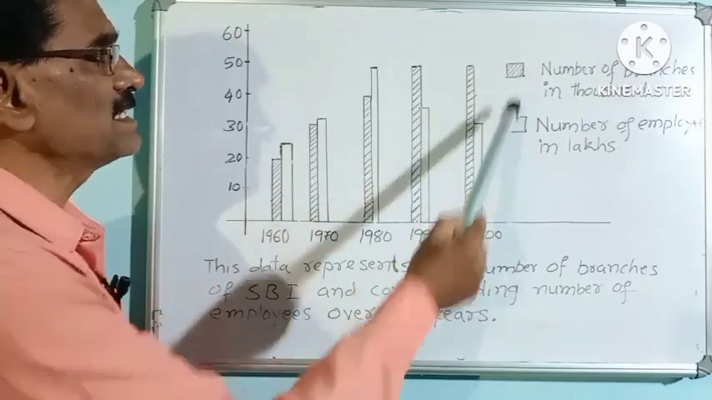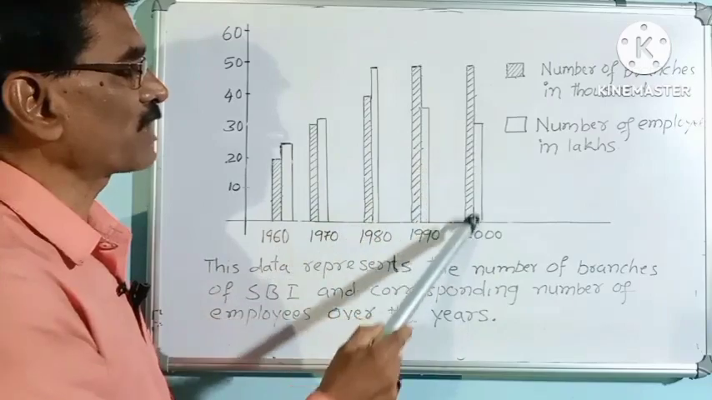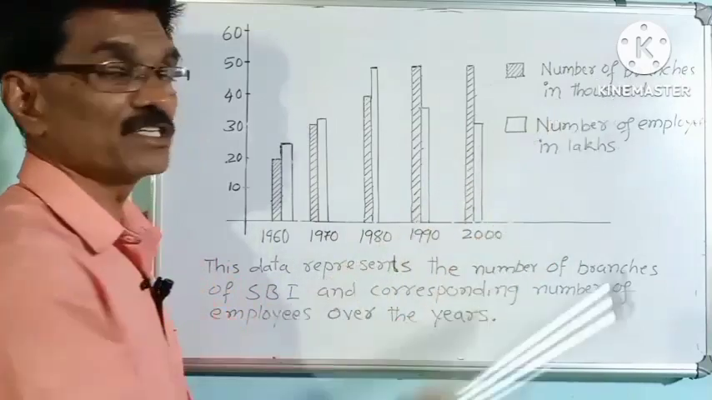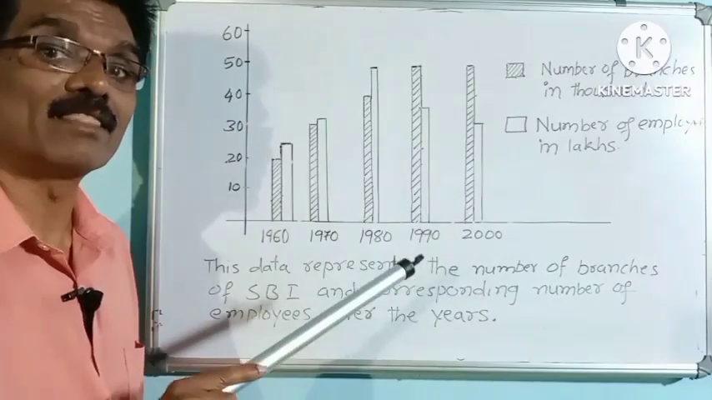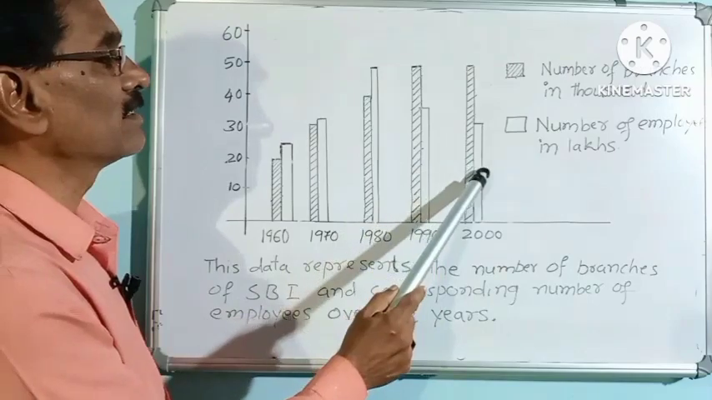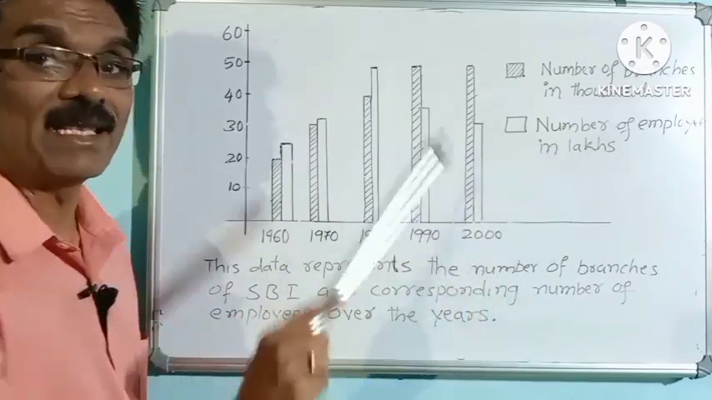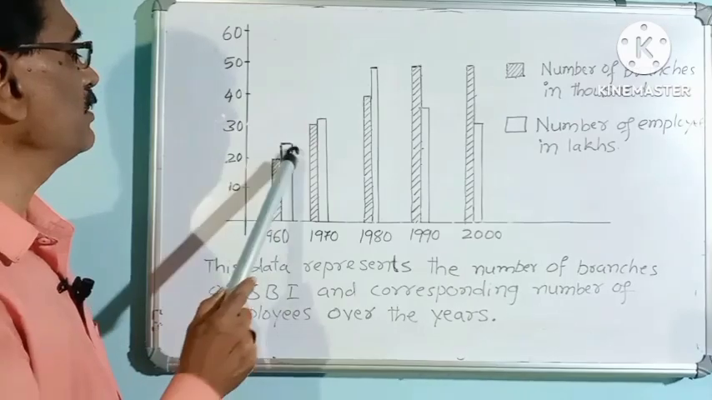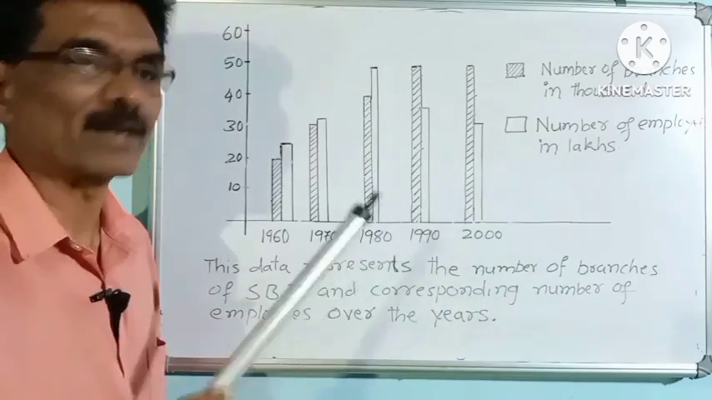Now, this is called a legend. That is, the bars with this stripe, that is this one, show the number of branches in 1000. That means this is not 10 here, it is 10,000, 20,000, like that. When you consider the second one, the white one, it is the number of employees in lakhs. So that means when you consider this, this is 25 lakh employees. That means those who are working there.